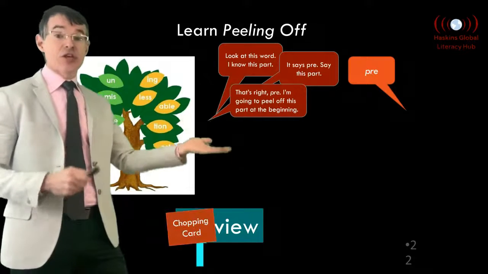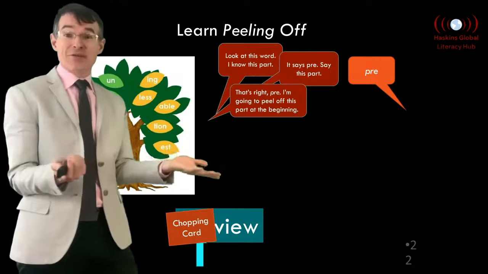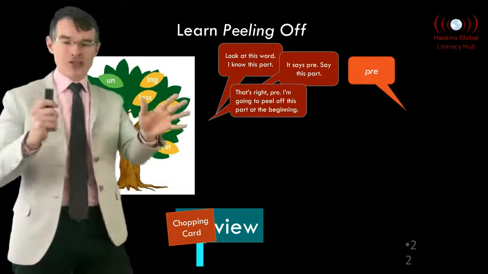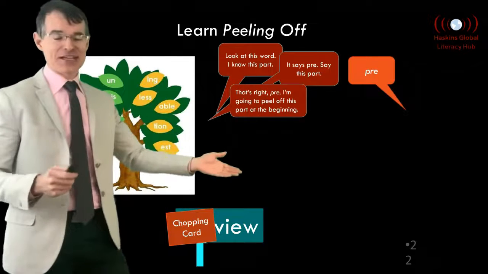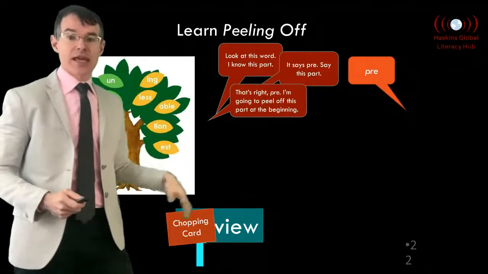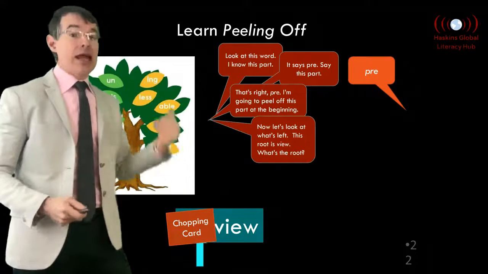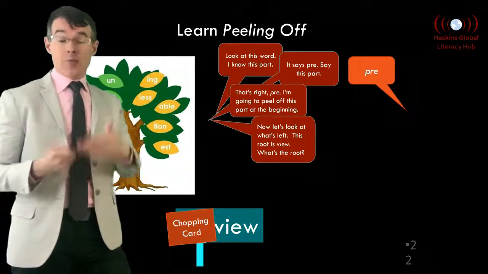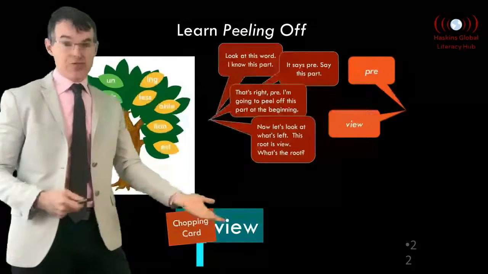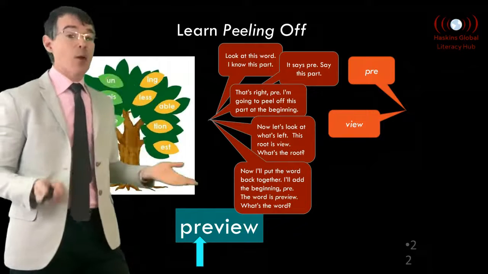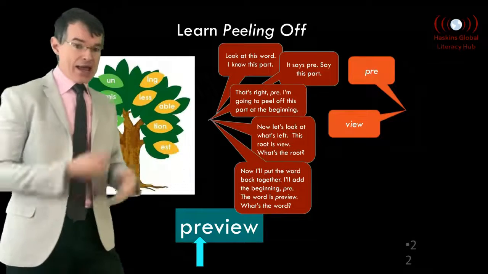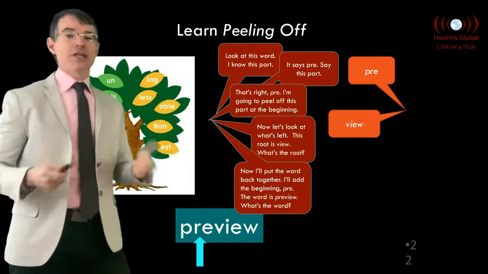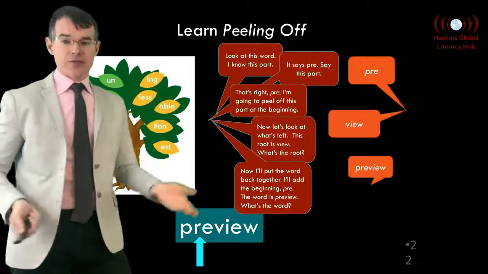Just like I did with the chopping card, the teacher can do the same thing. You don't have to call it a chopping card. I just think that's kind of cute to do. You can take off that part at the beginning, and then I can say, now let's look at what's left. The root is view. What is the root? The student says view, and the teacher then says, now I'll put the word back together. I'll add the beginning, pre, the word is preview. What's the word? And the student says preview.